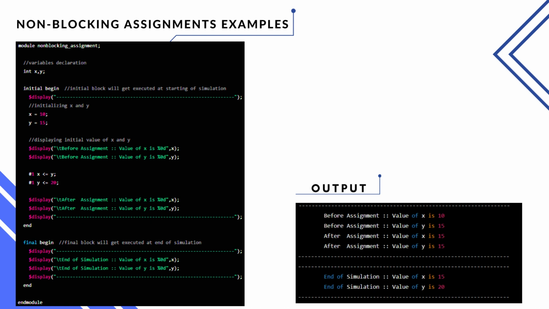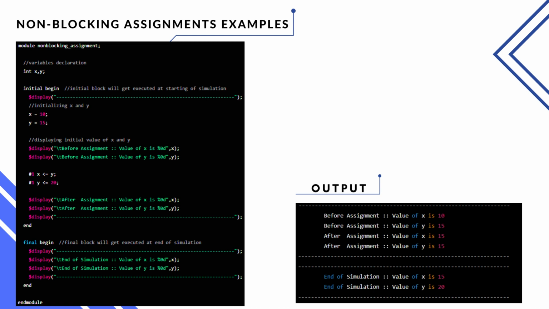Next, we have two non-blocking assignments. The first non-blocking assignment is x <= y, and the second non-blocking assignment is y <= 20. Note that we have used a delay of #1 between these two assignments. This means that the second assignment will happen one time unit after the first assignment. After the assignments, we display the final values of x and y using $display. Finally, we have a final block that displays the end of simulation values of x and y using $display.